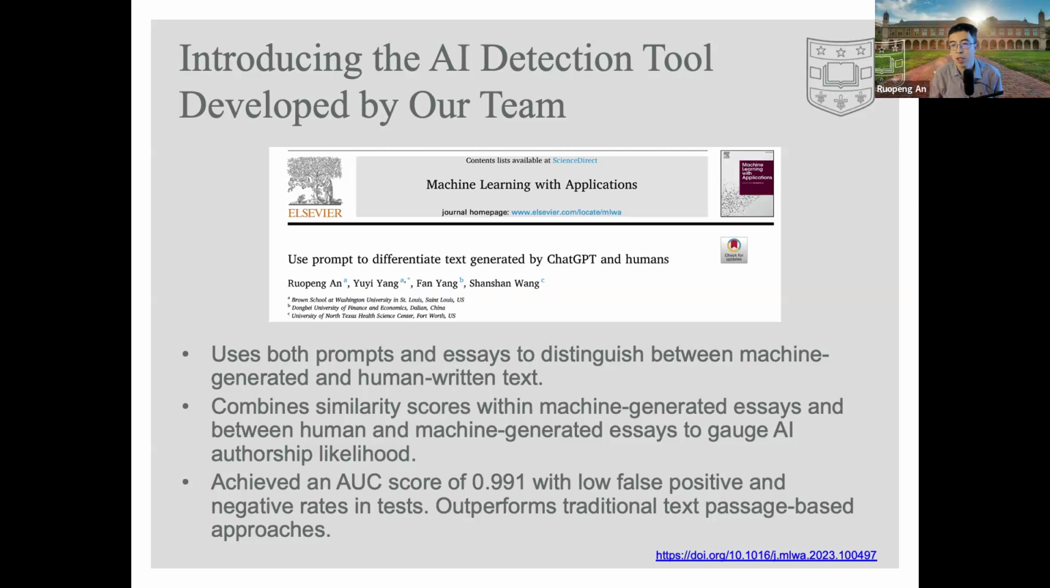So we achieved a very high AUC score of 0.99. So 99% of the time, we are able to identify AI generated text from human generated text. Although the algorithm is highly accurate, it's computationally pretty heavy. Okay? So that is the downside of this AI detection algorithm that we developed. So if you're interested in that, we can send you the papers.